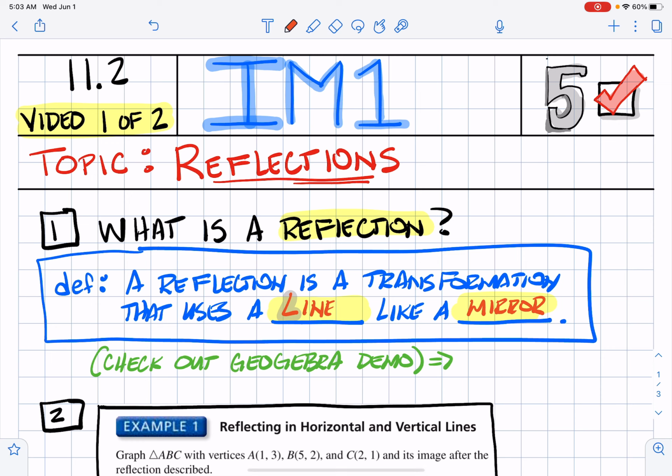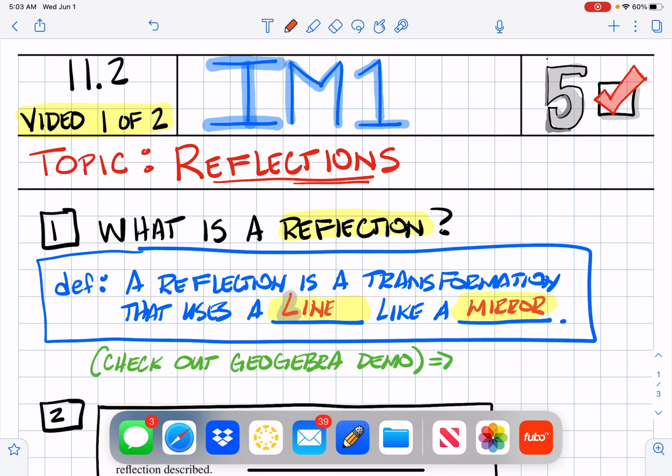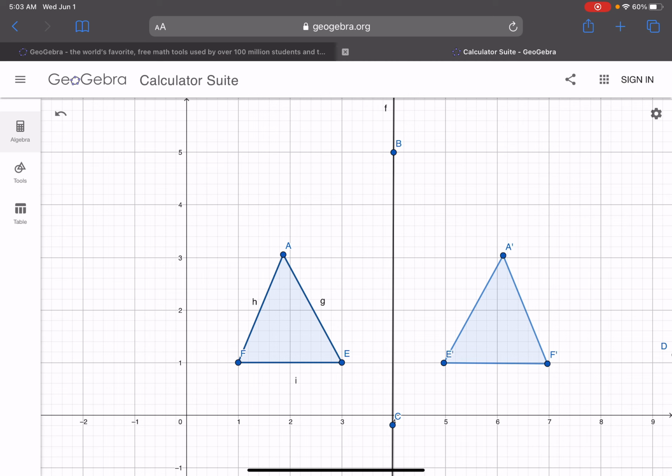And I think the best way to show you what this is, is to show you what it looks like in a demonstration. So let me do that for you here. Okay, so as you can see on the left-hand side, I have triangle AEF, and then on the right-hand side, I have A prime, E prime, and F prime. So the line BC down the middle is my reflection line.